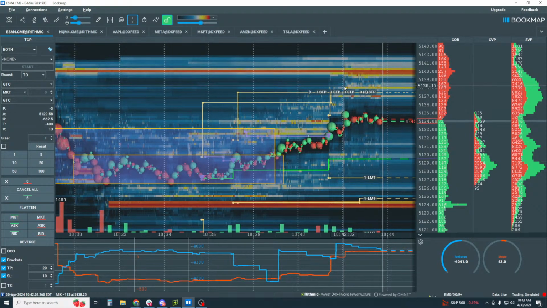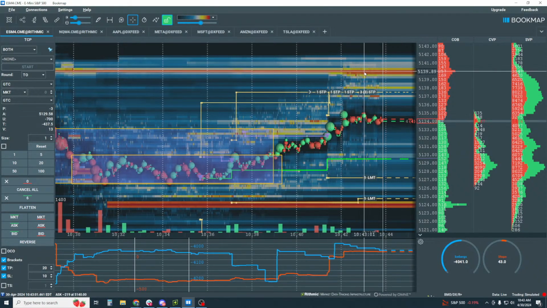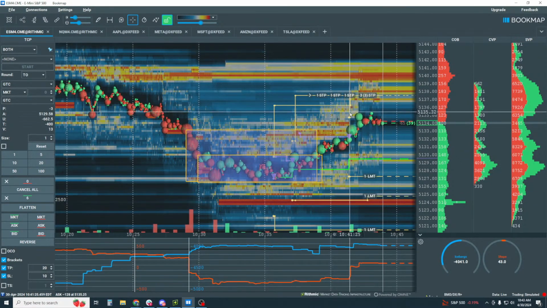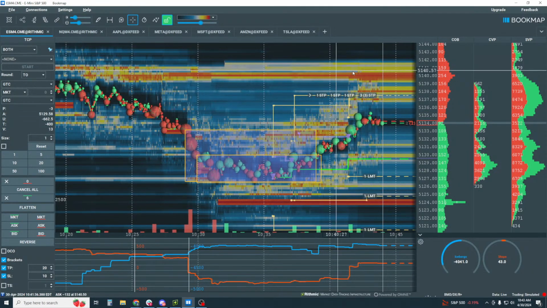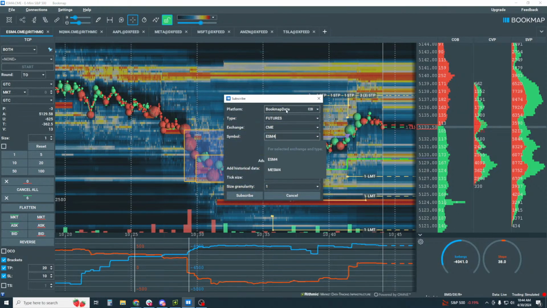Any idea on Intel today? Didn't look at it. We can add it in.